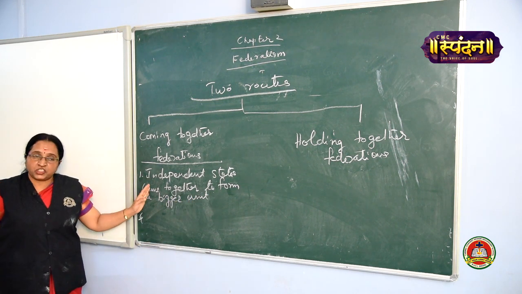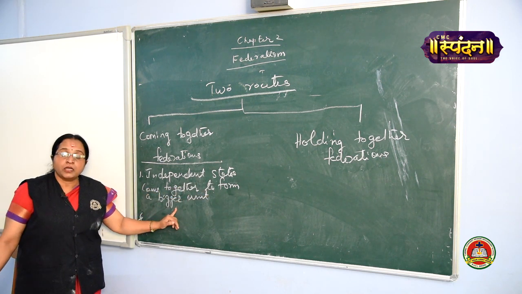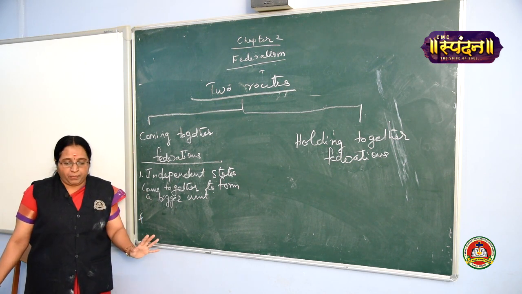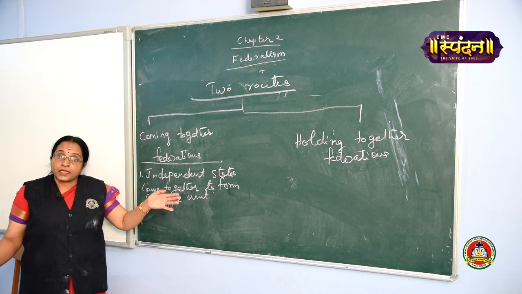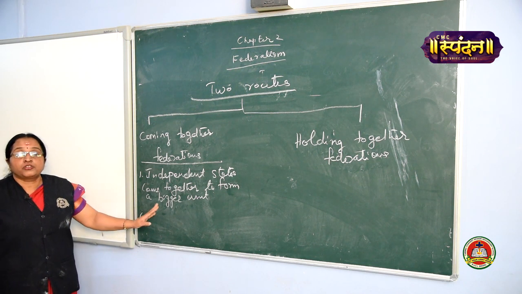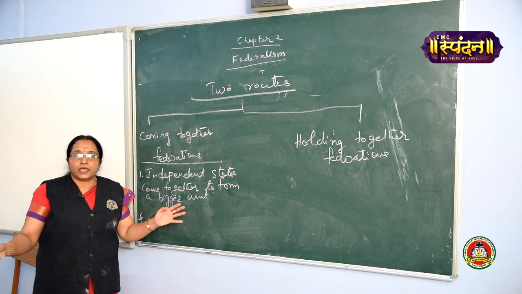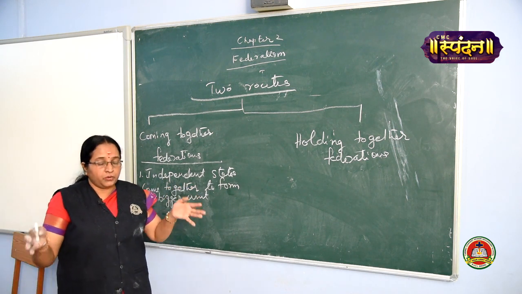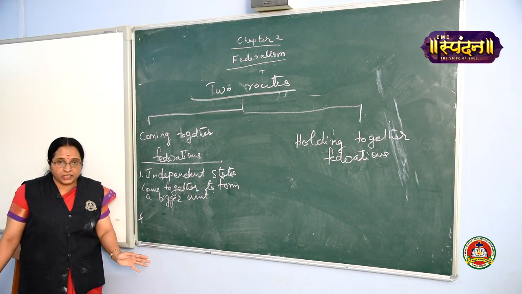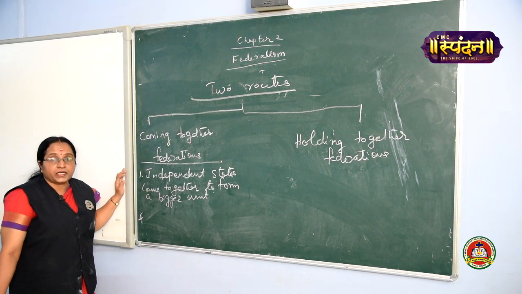So independent states come together to form a bigger unit. Clear? Here the states are independent. And why are they coming together to form the bigger unit? To pool sovereignty, through which they can be united, and, through pooling sovereignty, retain their identity and increase security.